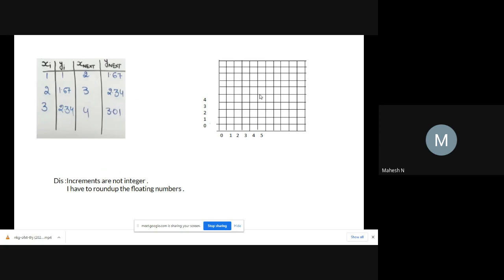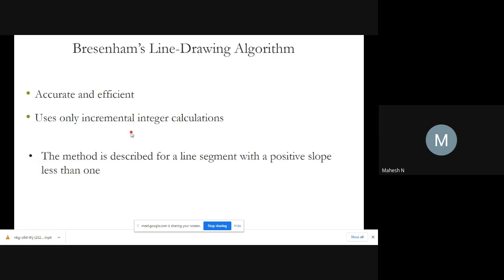So now there was a need to address this problem, where I need to get only integer increments and only integer coordinates. To address this, we came up with a new algorithm called Bresenham's line drawing algorithm. You may have heard of Bresenham's line drawing algorithm already. I think Kotesh sir has done a part of it. Now today let us learn what Bresenham's line drawing algorithm is, and how we will plot it.